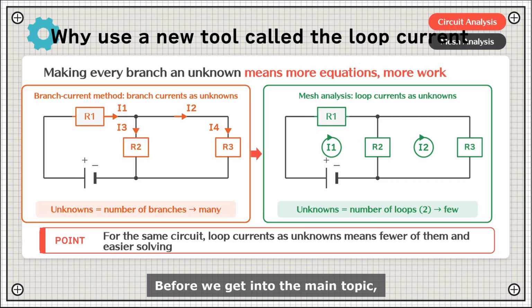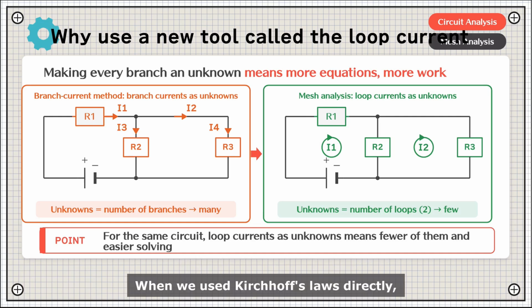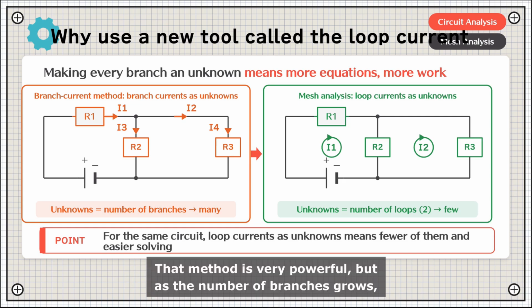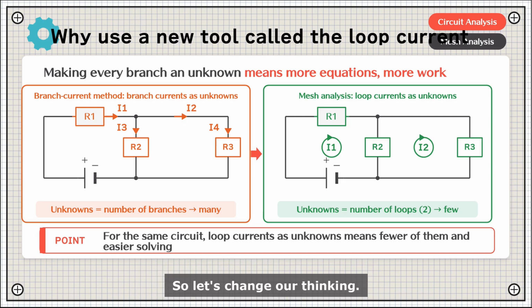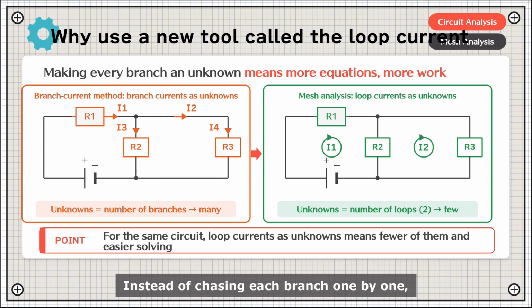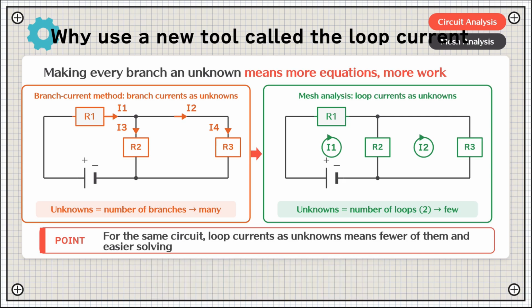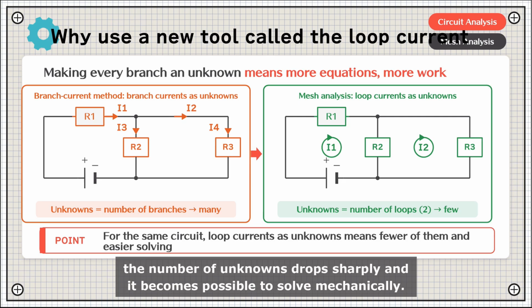Before we get into the main topic, let me explain why we learned this method called mesh analysis. When we used Kirchhoff's laws directly, we put each current in the circuit's branches as an unknown one by one. That method is very powerful, but as the number of branches grows, the unknowns and the equations keep increasing too, and it gets hard to solve. So let's change our thinking. Instead of chasing each branch one by one, we pay attention to the current that goes round and round a loop of the circuit. When we make this imaginary current circling a loop the unknown, the number of unknowns drops sharply and it becomes possible to solve mechanically.